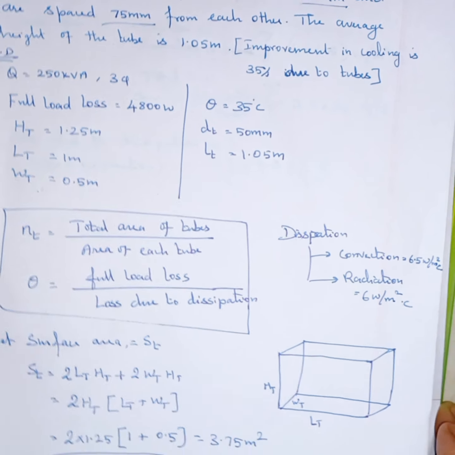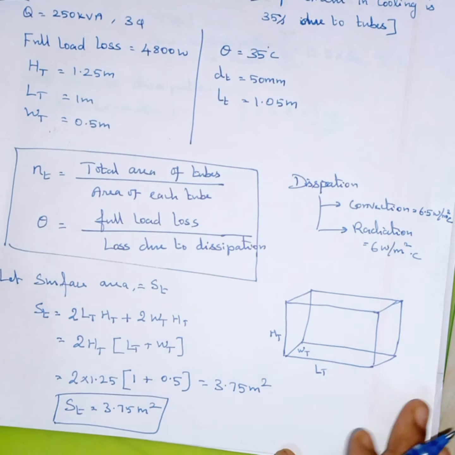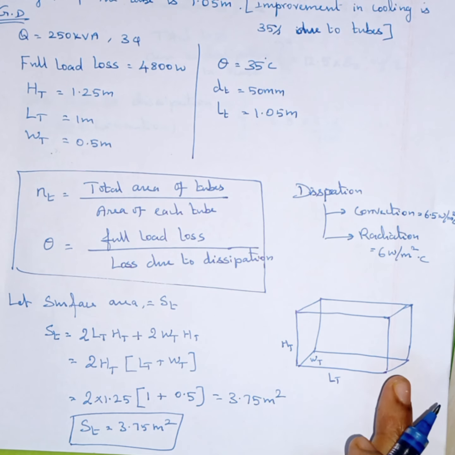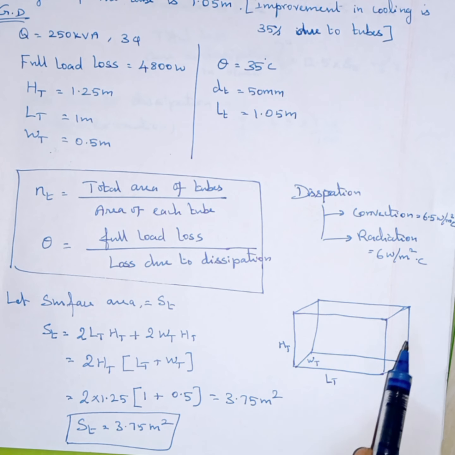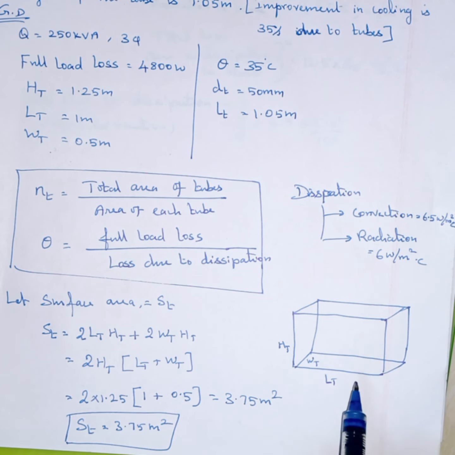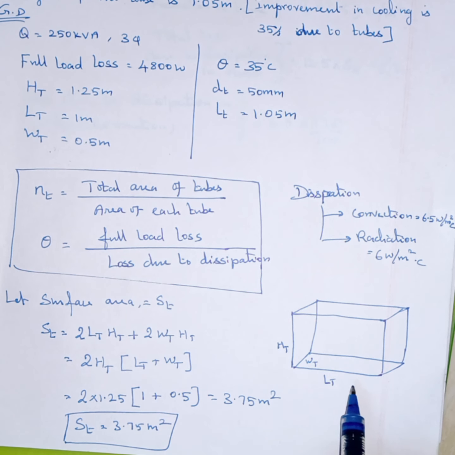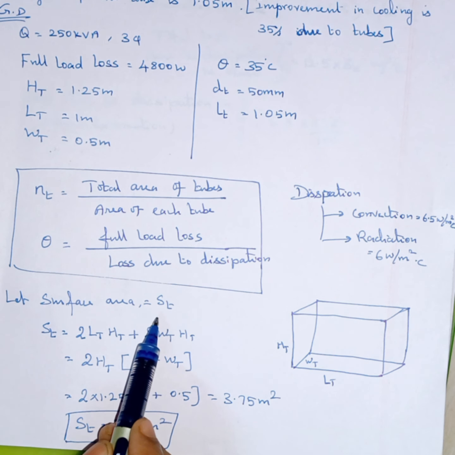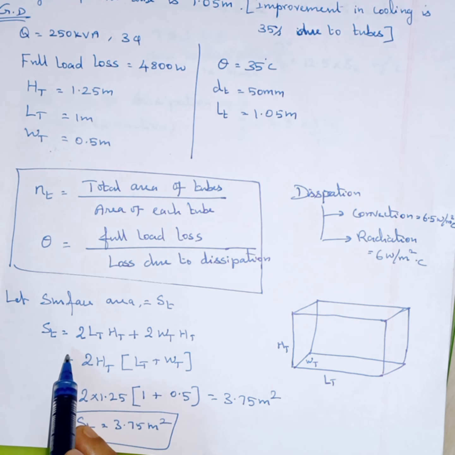Now consider the surface area of the tank. Only the lateral surfaces are responsible for the heat dissipation. So the front face, back face and two side faces are included here. Top and bottom are usually neglected. So let the surface area of the tank be ST. Correct. We are going to find the formula for ST.